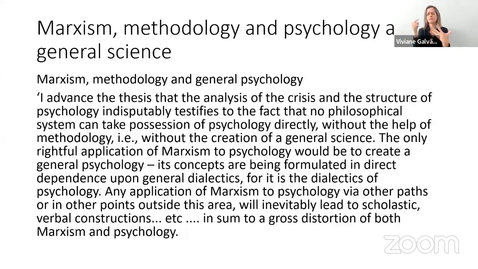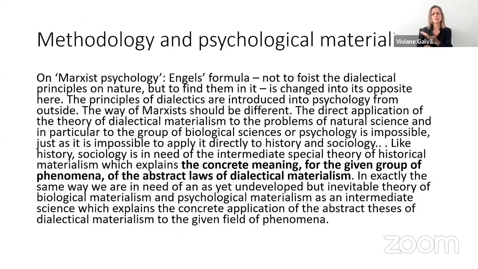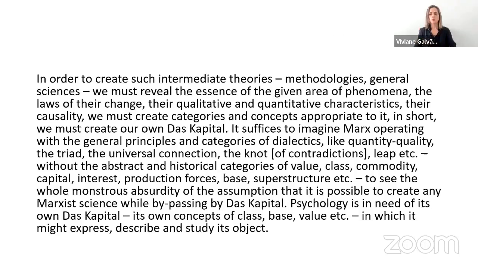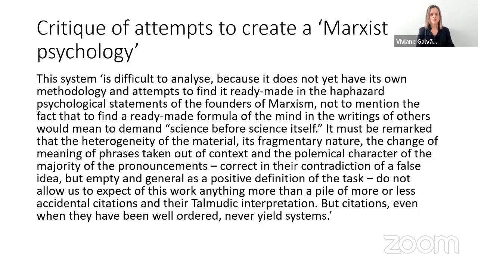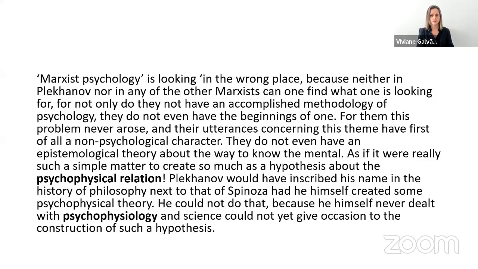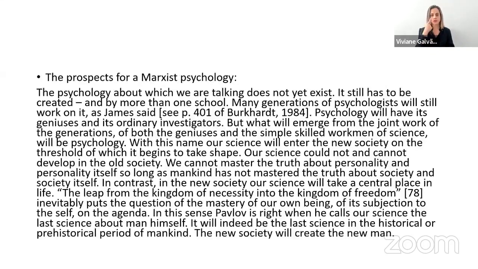Let me just have a look at, for example, this, which is about the prospects of a Marxist psychology. The psychology about which we are talking does not yet exist, he says. It still has to be created. And by more than one school, many generations, he says, of psychologists will work on it, as James said.